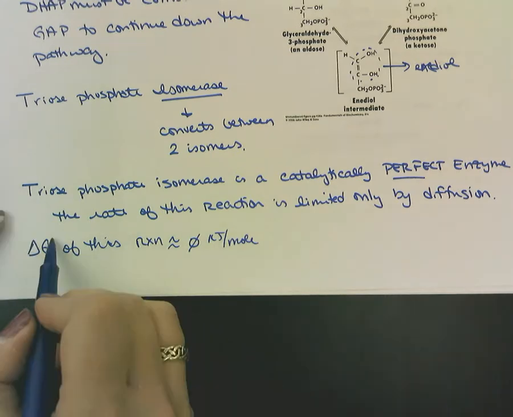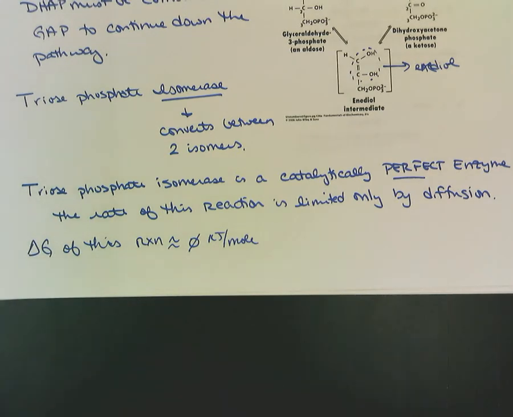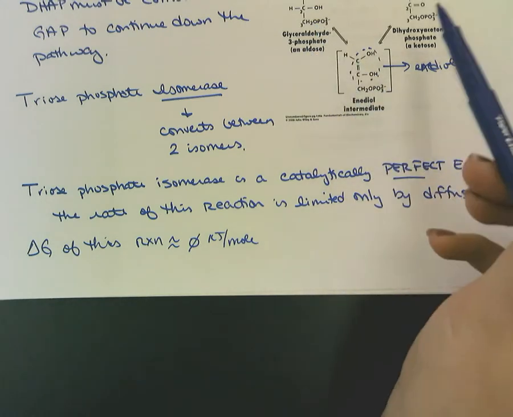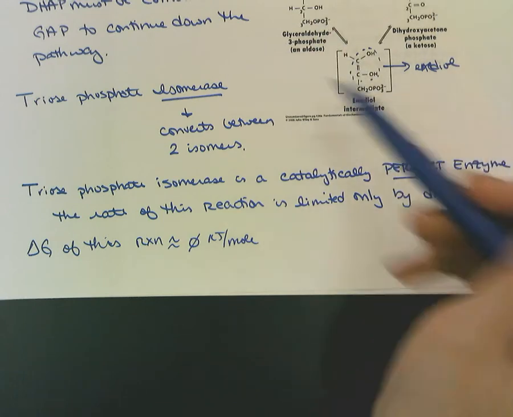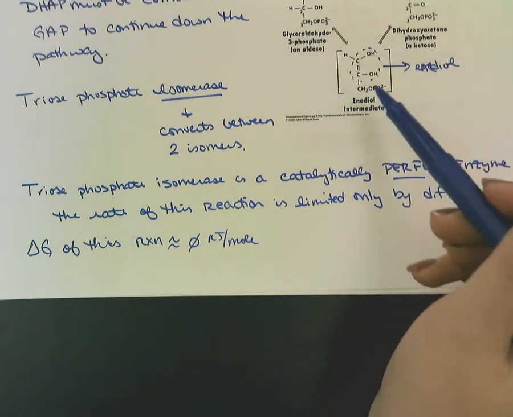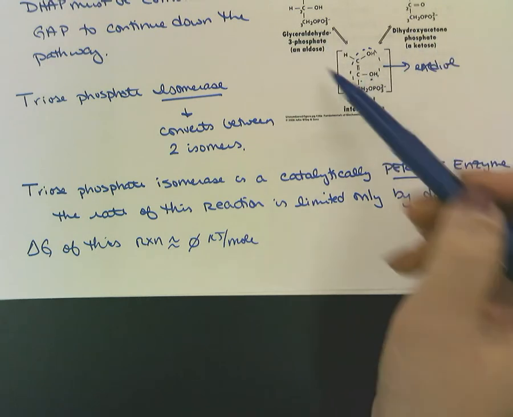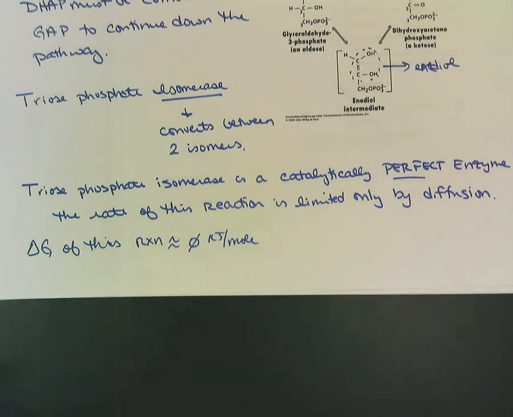The delta G of this reaction is approximately 0. Is it perfect equilibrium? So you can go back and forth. So what would prevent this enzyme from just converting GAP to DHAP, DHAP to GAP, just flipping back and forth? The intermediate. And what would keep the intermediate from just hanging out in the active site? What would force this reaction to keep going?